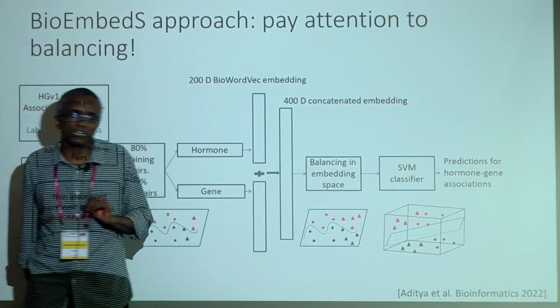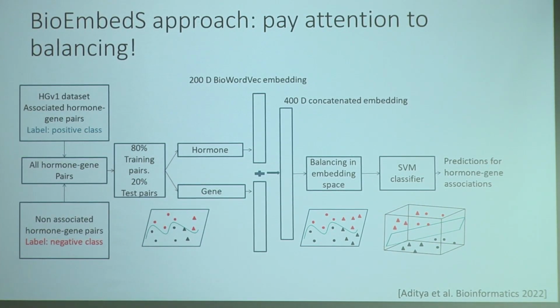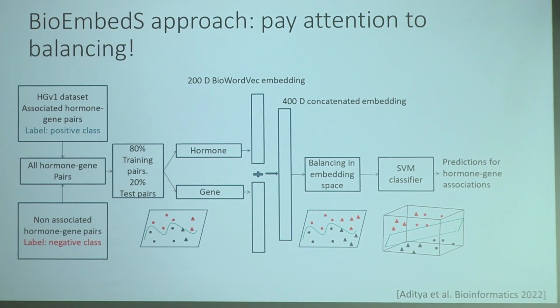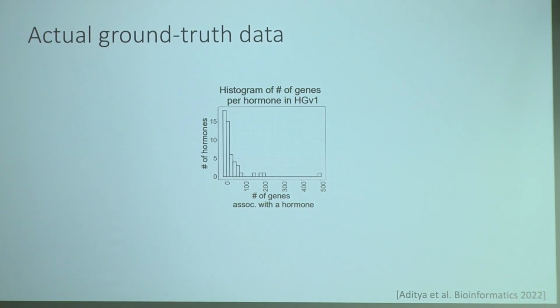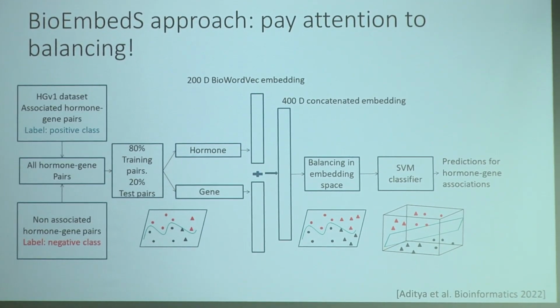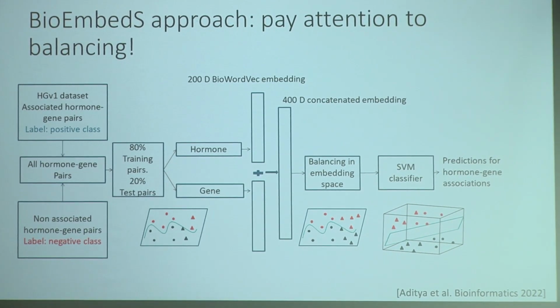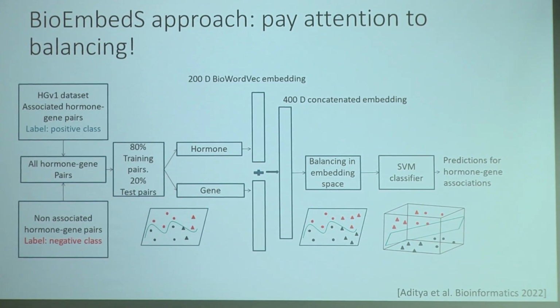Then you use a standard support vector machine. Because our data set was not too huge, you can see here that the number of relations was not in the thousands or millions, right? So we had to resort to some classic ML approaches. It doesn't make sense to use a deep learning approach. A simple support vector machine classifier worked very nicely in separating the true hormone gene relations from the non-associations.